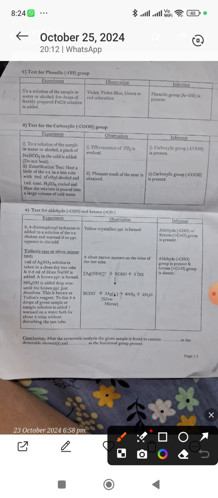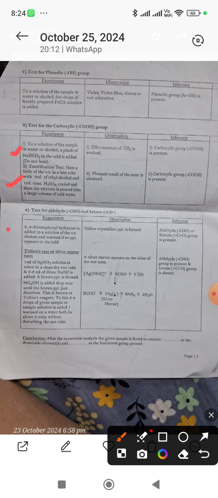Similarly, you will go for test for carboxylic acid. You need to write both the tests, the sodium bicarbonate test as well as the esterification test. Under the sodium bicarbonate test, in the observation column, you will write effervescence of carbon dioxide is not seen, and in the inference column, you will write carboxylic group is absent. But don't forget to write down the symbol of the functional group.